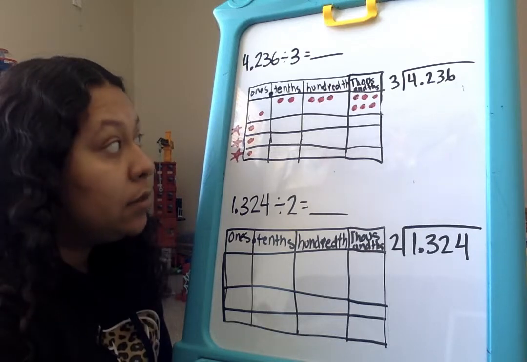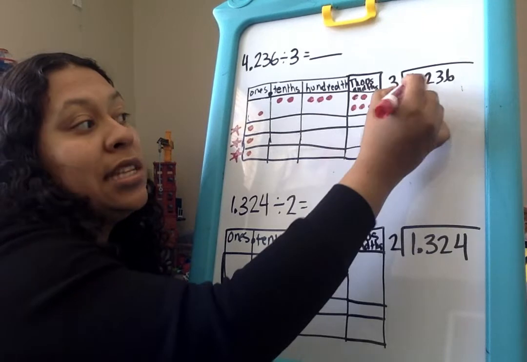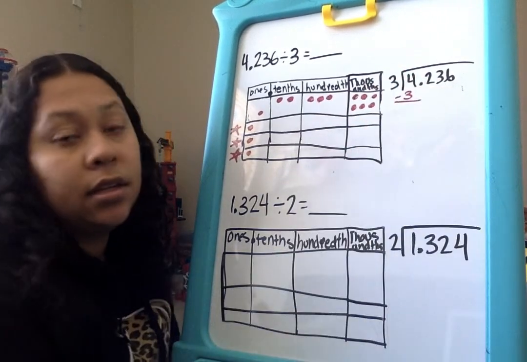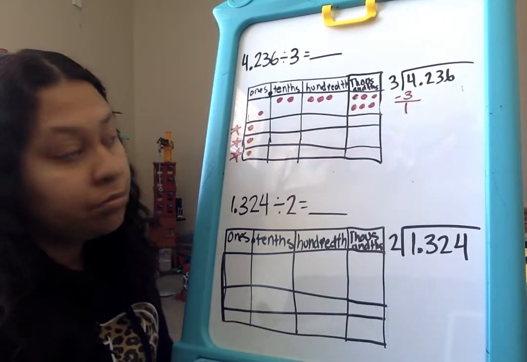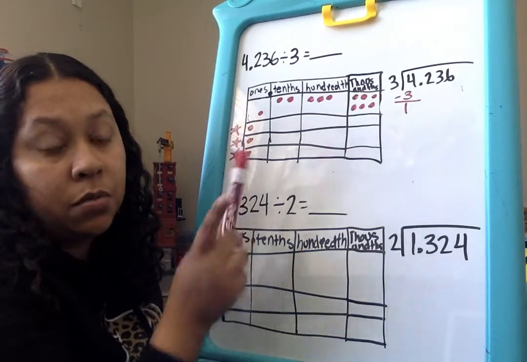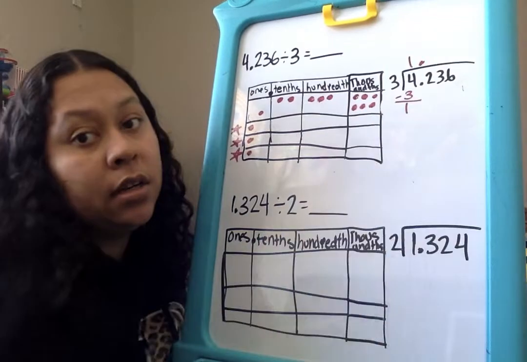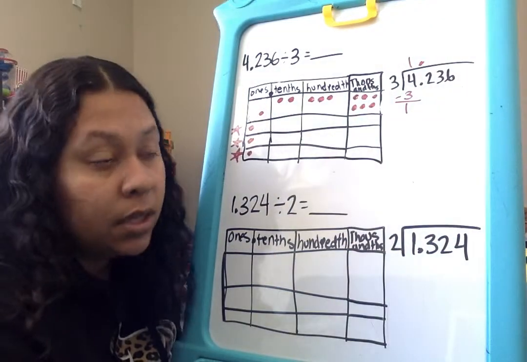So now I'm going to show that over here, okay? So we had 4 ones, we shared out 3 ones. So that gave us a leftover of 1 one. So now each group also received 1 one. So that would be 1 one up here. Don't forget your decimal right there.